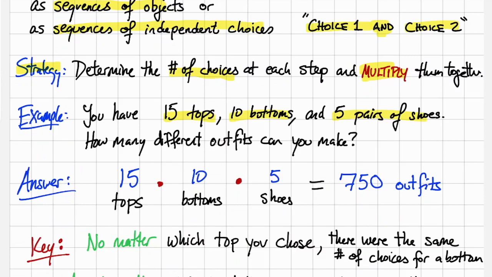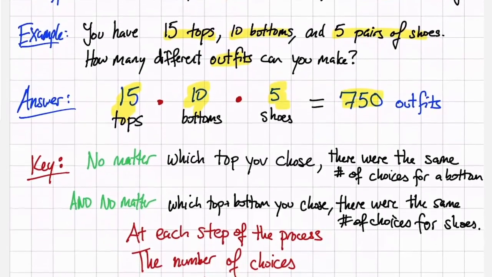How many different outfits can you make from these clothes? The answer is there are 15 tops, 10 bottoms, 5 shoes. If we multiply those numbers together, we get 750 outfits. What is it about this situation that makes it that we can multiply these numbers?